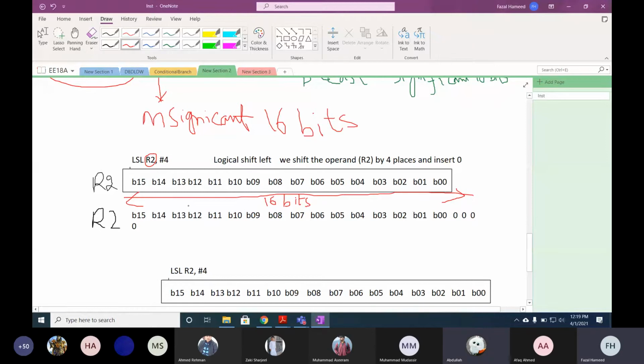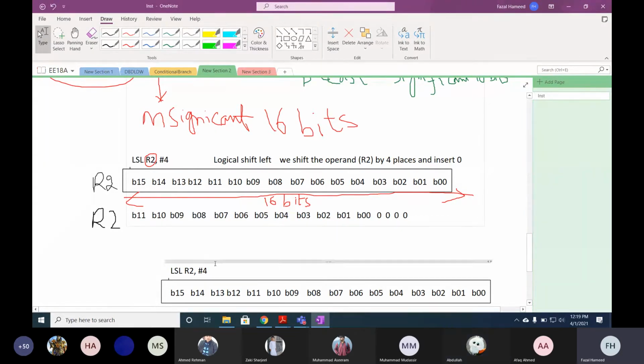What are the most significant 4 bits that we need to pick out? We need to pick out B15, 14, 13, 12. So the new contents of R2 will be B11, B10, 9, 8, 7, 6, 5, 4, 3, 2, 1, B0, and then 4 zeros. So how many zeros have we inserted on the left? 4.